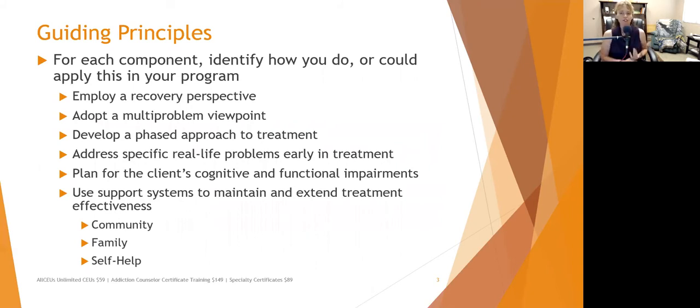And we need to use support systems to maintain and extend treatment effectiveness, including support systems in the community, any sort of wraparound services that we have there, including significant others, family, self-help groups, religious organizations, anyone who's out there that can help support this person in meeting their biopsychosocial needs. So what do we have for housing, for transportation, for legal services, for employment services, and so on.